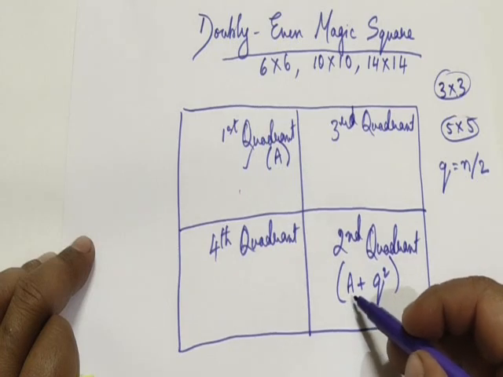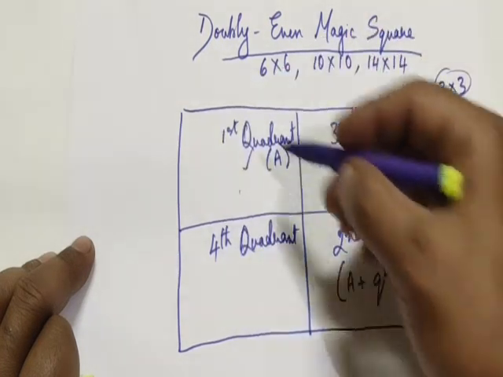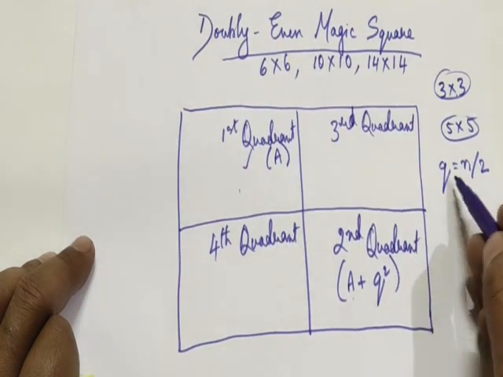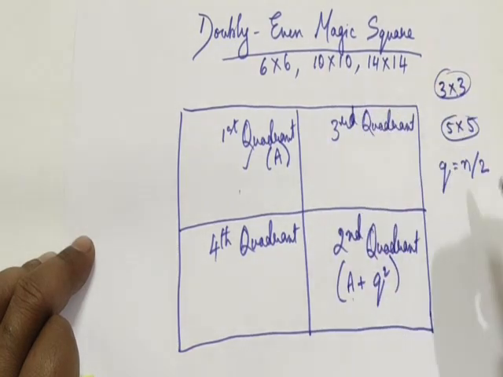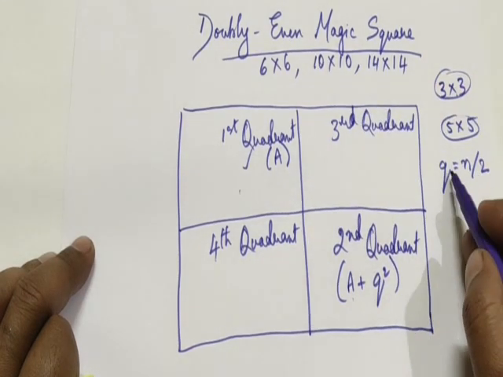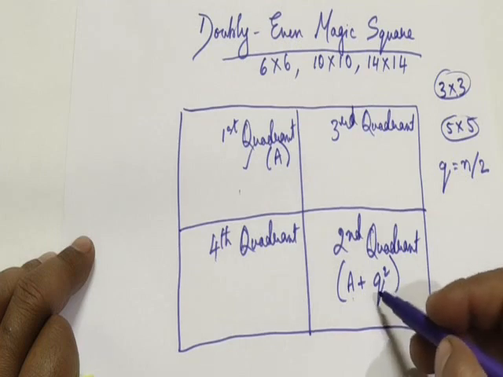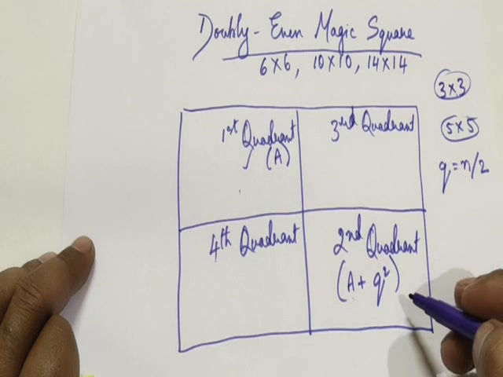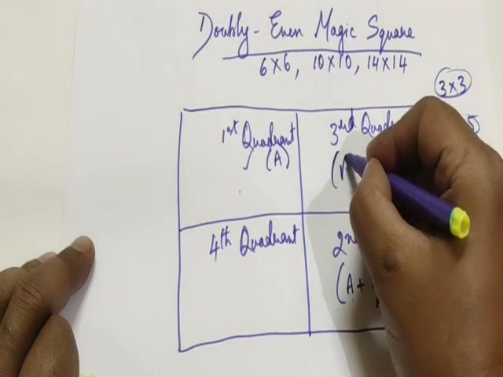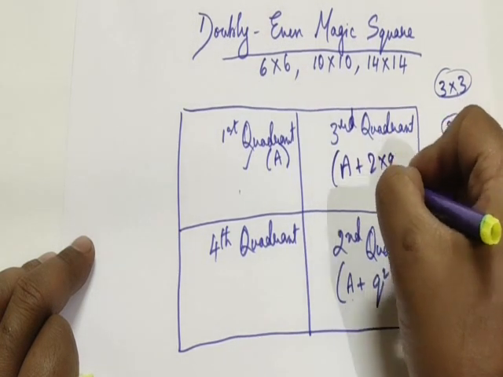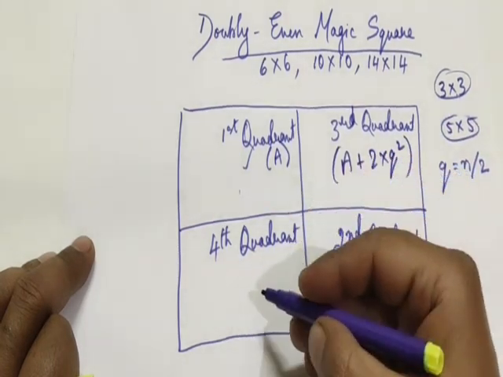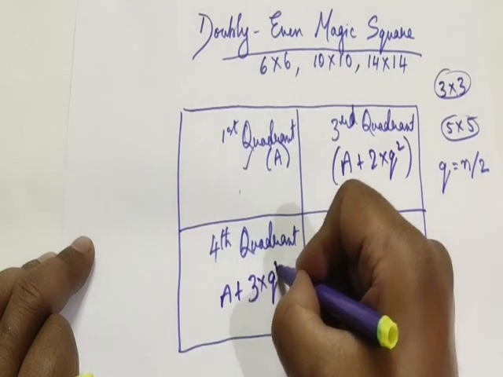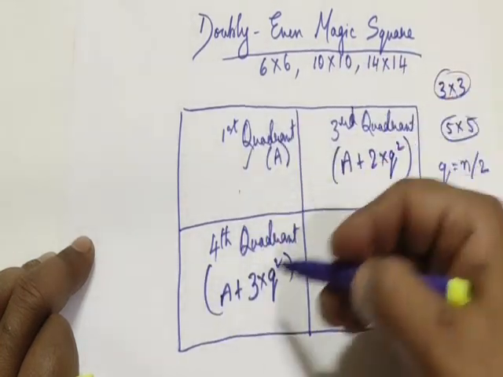So A is whatever we get for each corresponding number from the first quadrant, and we add Q square to it. If it is a 10 into 10 matrix, Q will naturally be 5, so add 25 to each of the corresponding elements which you insert into the second quadrant. For the third quadrant, it will be A plus 2 into Q square. For the fourth quadrant, it will be A plus 3 into Q square. So this is what we do for each of these quadrants.